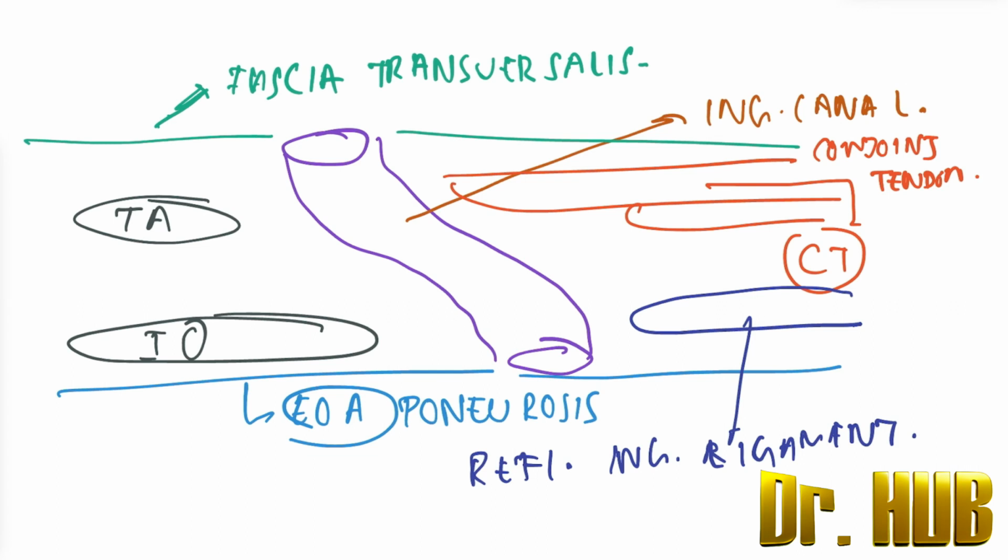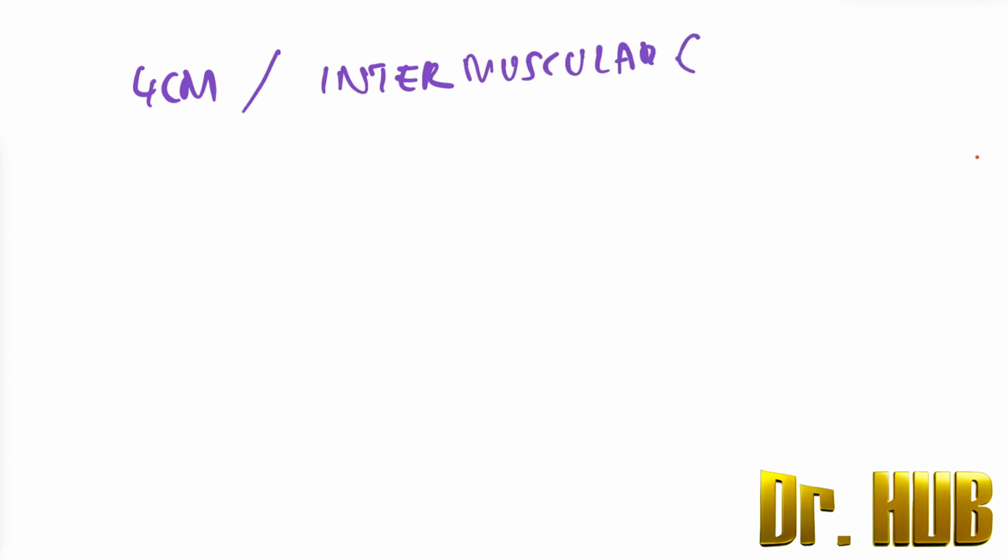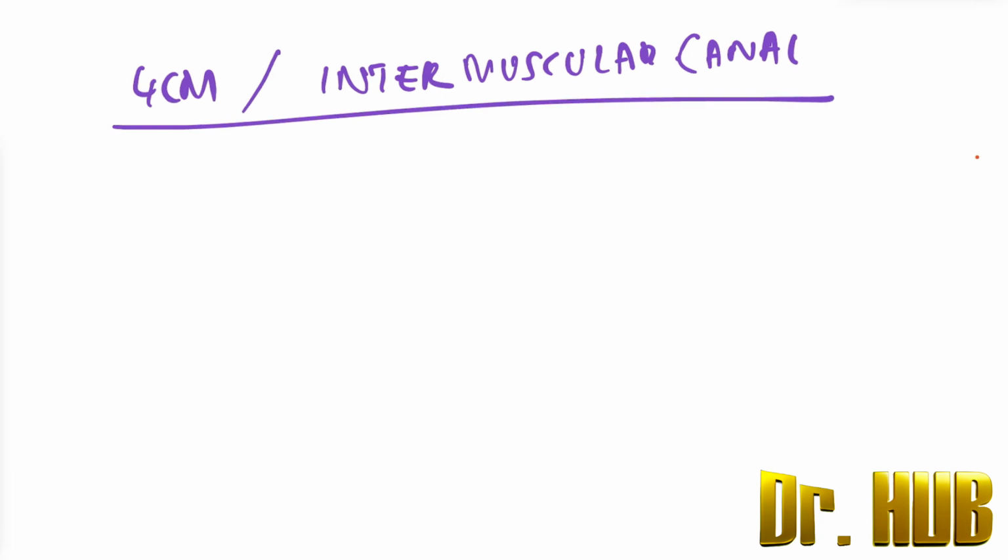Now let's move on to the theory. The inguinal canal is 4 centimeters long and it is an intermuscular canal. It is directed downward, forward and medially.